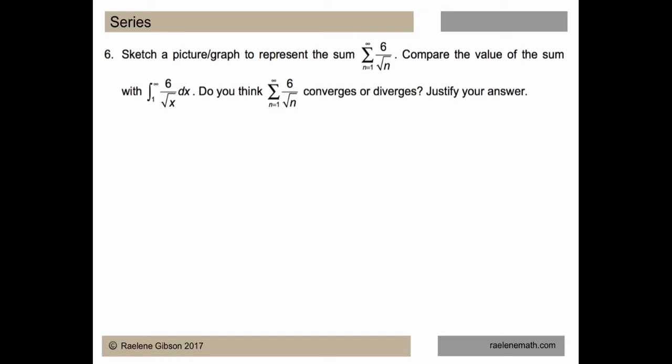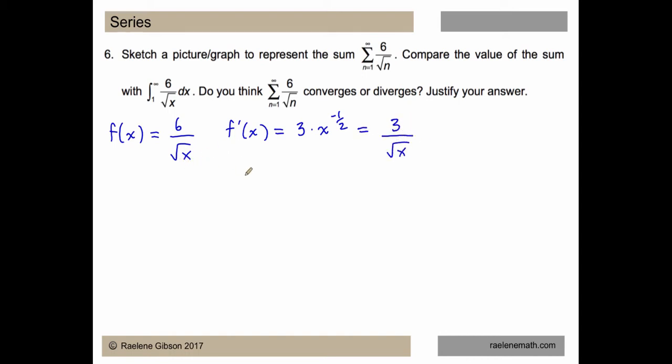The last question in the warm-up is to sketch a picture or a graph to represent the series from n equals 1 to infinity of the function 6 over the square root of n. Now, if we were to write this as a continuous function, or at least a function of a continuous variable, we would be able to take the derivative and find that the derivative of this function is going to be 6 times 1/2, which will be 3, times x to the negative 1/2. And so we have 3 over the square root of x.